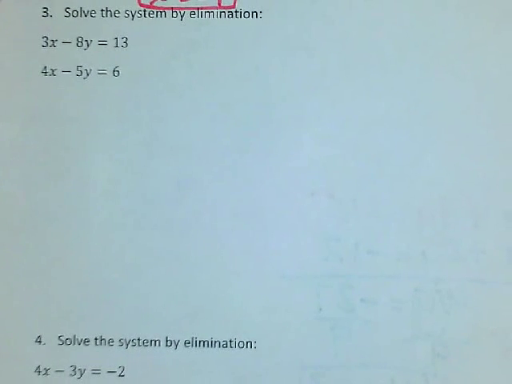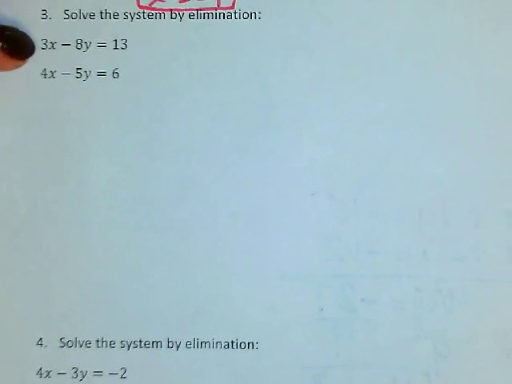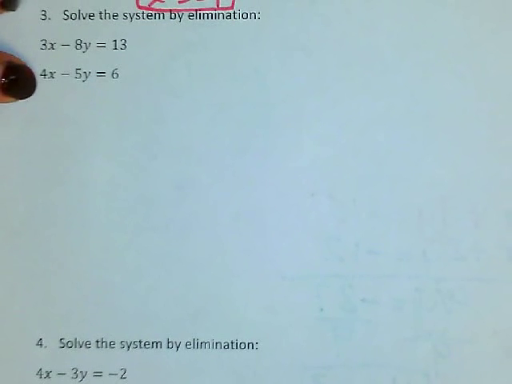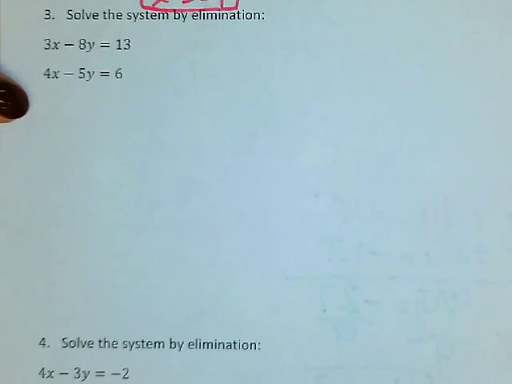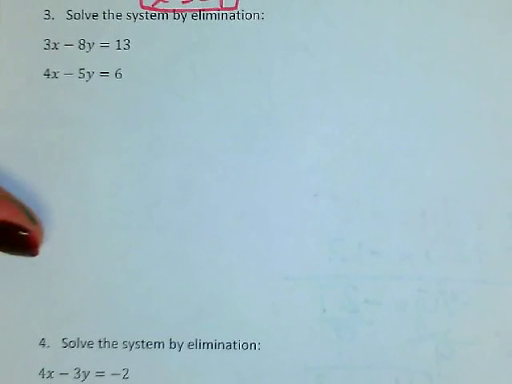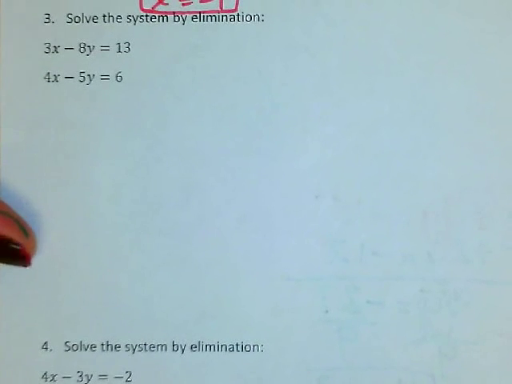For number 3 of the independent practice, I see the x's are both positives with different coefficients. The y's are both negatives with different coefficients. So that means I'm going to have to multiply both equations by something to eliminate one or the other.